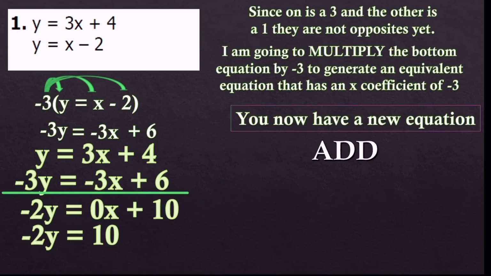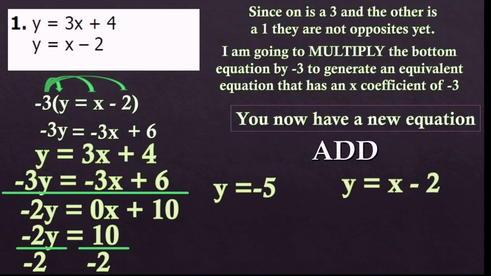So really what you get is negative 2y equals 10. Well, now you're able to solve. You divide both sides by negative 2 so that y equals negative 5. But remember, you're not done. Go plug that value back in to one of the original equations.